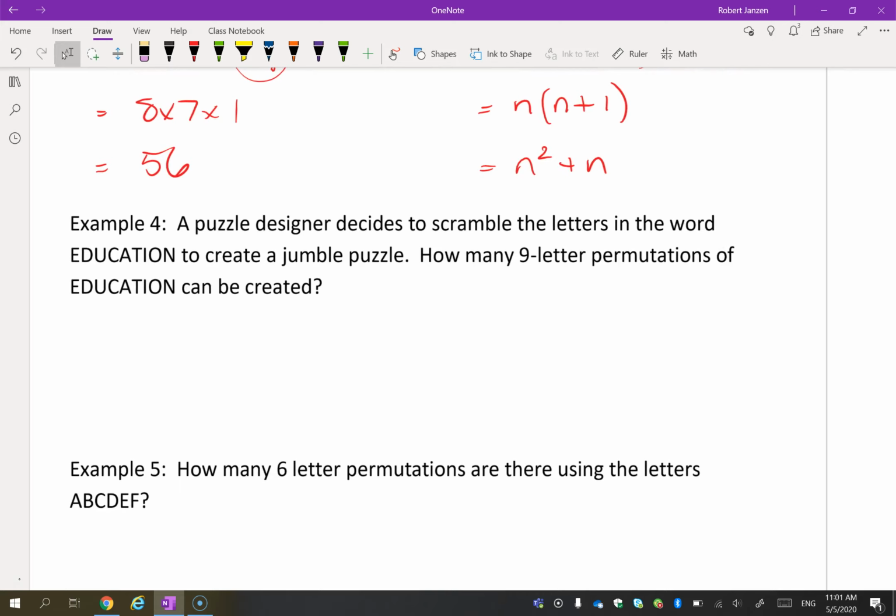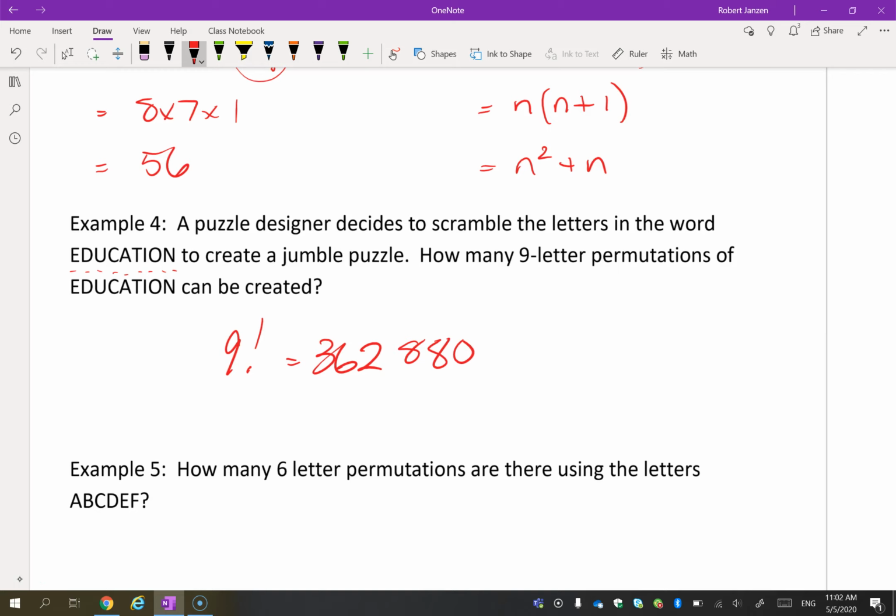Okay, example 4. A puzzle designer decides to scramble the letters in the word education. How many letters are there? 1, 2, 3, 4, 5, 6, 7, 8, 9. How many 9-letter permutations can be created? 9 factorial. That's 9 times 8 times 7 times 6. Much quicker than doing it and writing each one out. All right, we get 362,880.